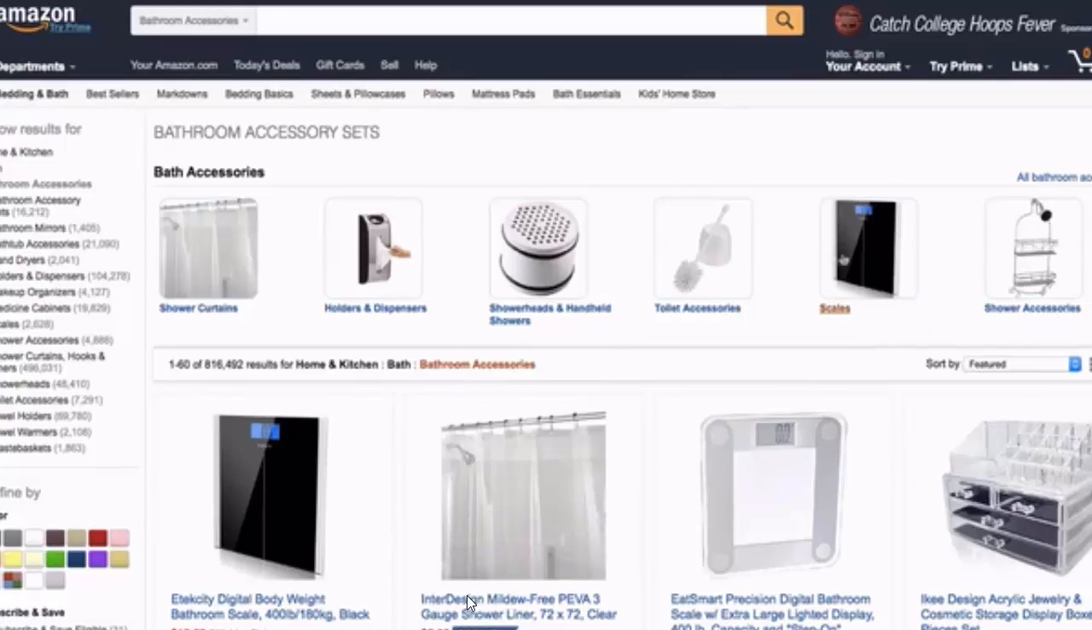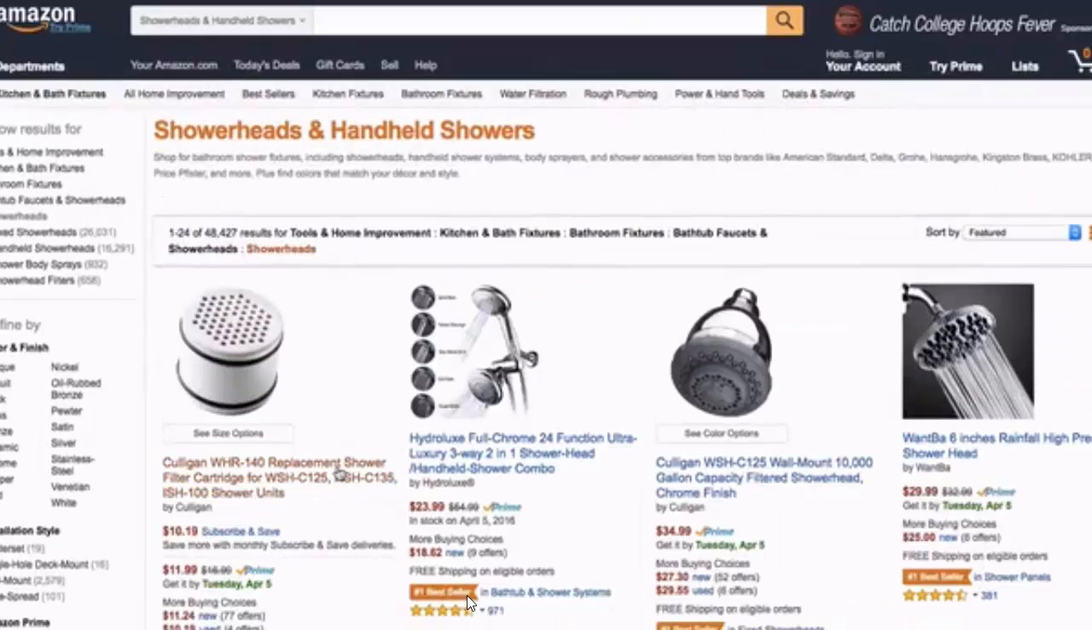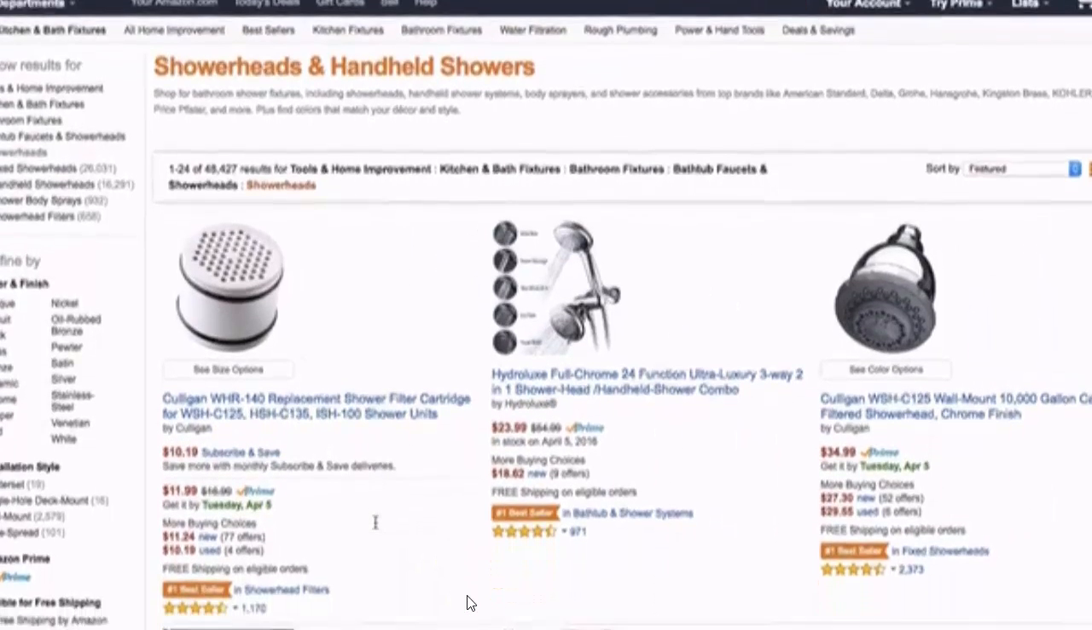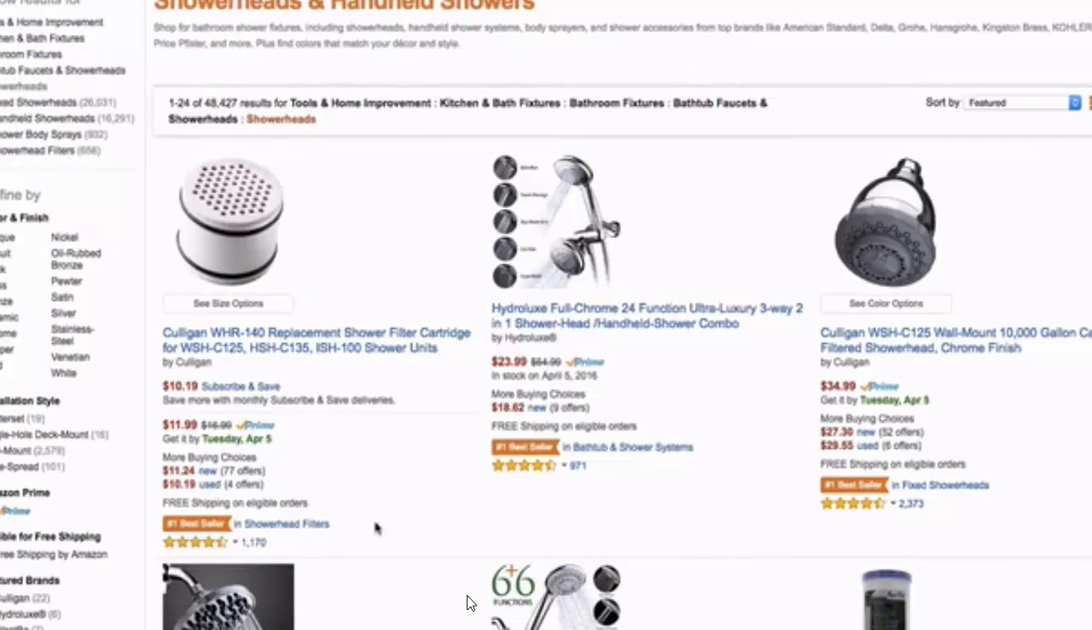So let's look at shower heads just to get an idea. Now, this isn't a hard and fast rule, but I like to find a product, especially if you're just working on one niche site right now, with an average price roughly over $50 to $100 or so. So that's kind of nice.